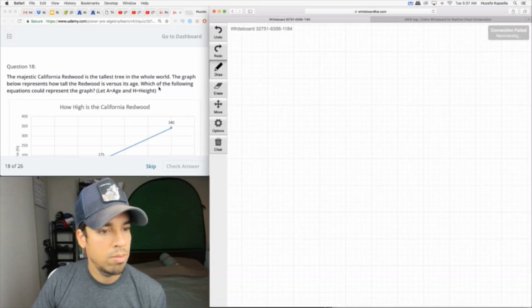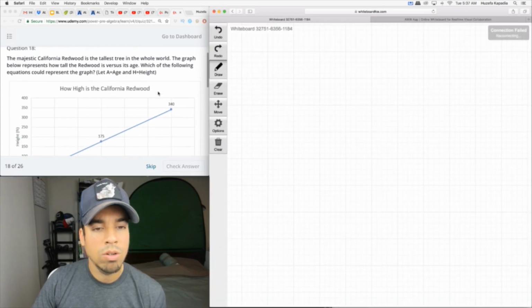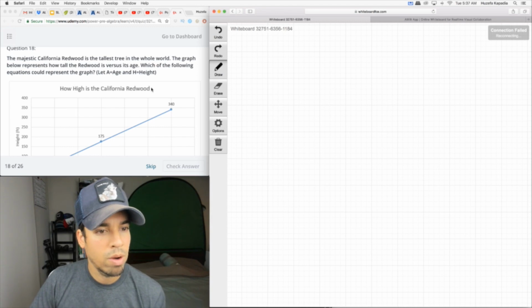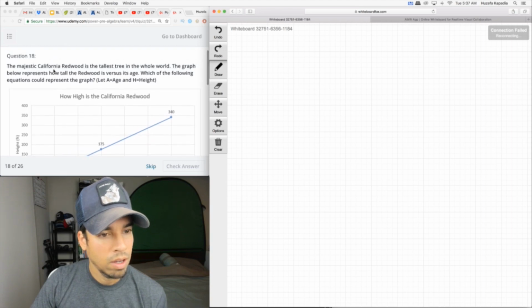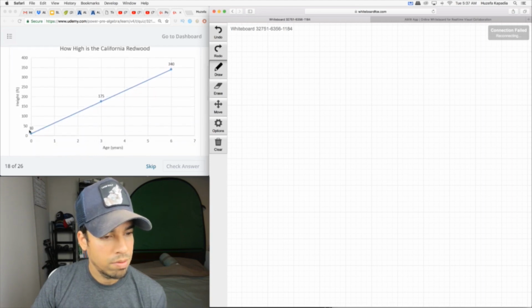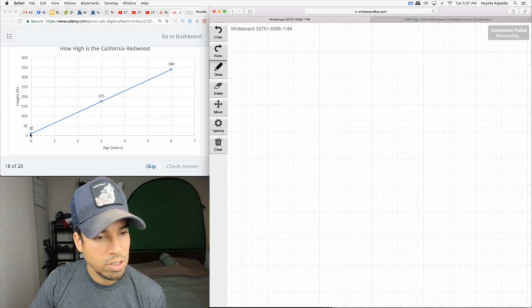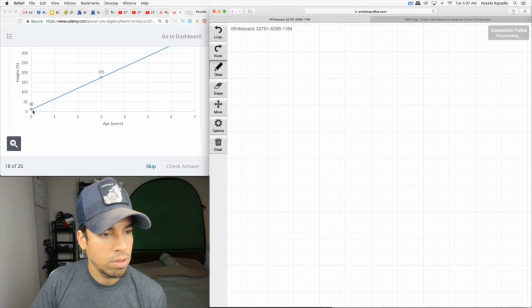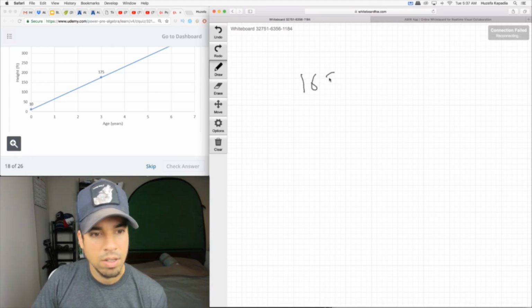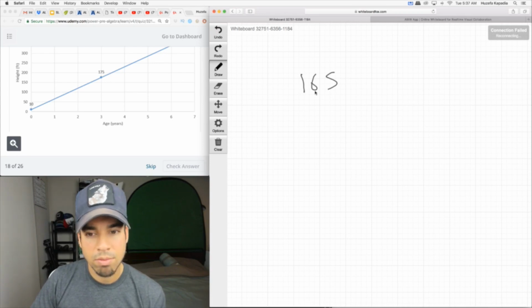All right, 18. The majestic California redwood is the tallest tree in the whole world. The graph below represents how tall the redwood is versus its age. Which of the following equations could represent the graph? Okay, so we've got something like this. It looks like a y-intercept of 10, and it looks like it's going up. Let's look at these 2 points. It's going up by 165, and it's going over by 3. That's the slope right there.